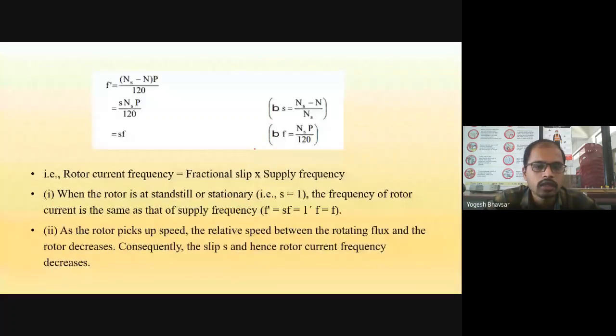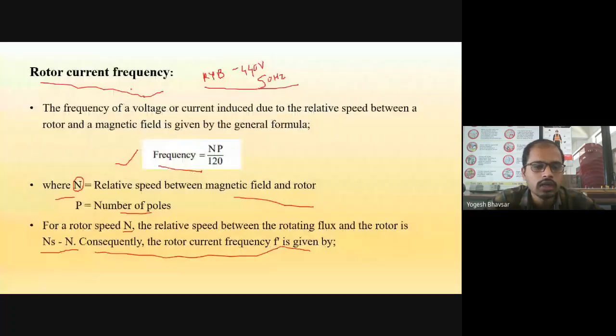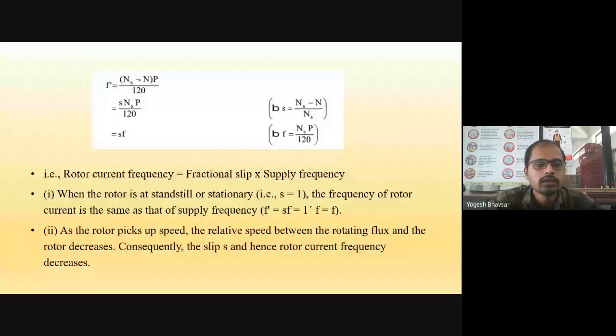So this n, we assume, and the relative speed is nothing but ns minus n. So we can put it here: f dash is equal to (ns minus n) P by 120.